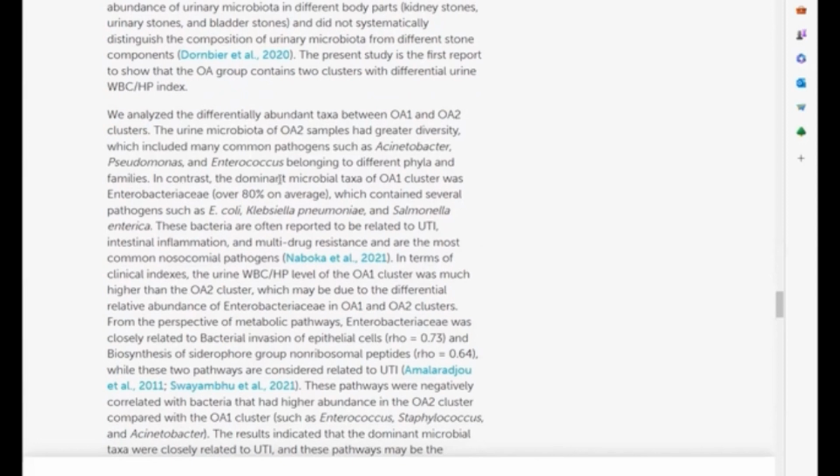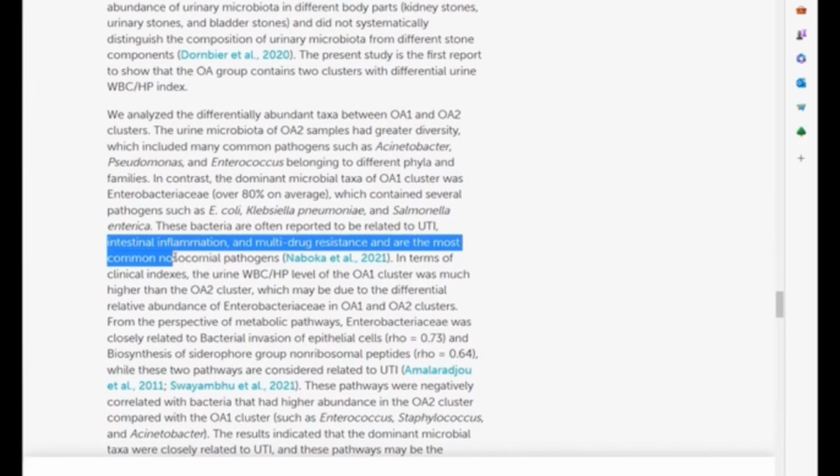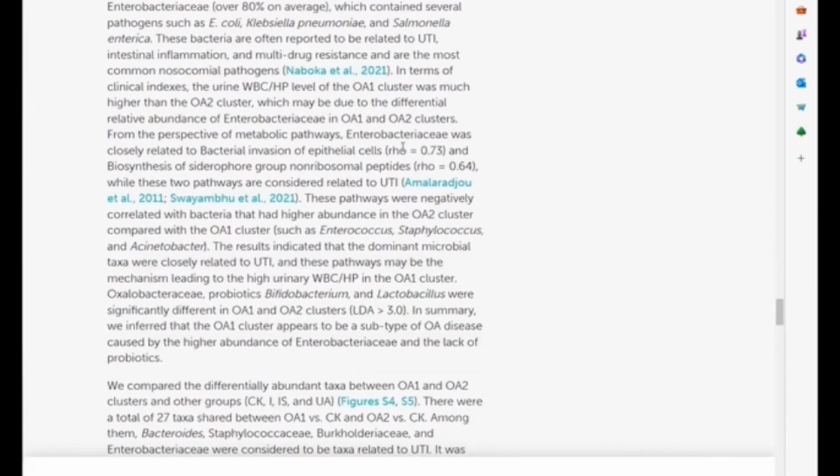In contrast, the dominant microbiota of the first cluster was this Enterobacteriaceae, 80%, which contains several pathogens such as E. coli, Klebsiella pneumoniae, and Salmonella enterica. These bacteria are often reported to be related to UTI, intestinal inflammation, and multi-drug resistance, and are the most common non-sociable pathogens. Enterobacteriaceae was closely related to bacterial invasion of epithelial cells, meaning they're more likely to cause the biofilms because they invade the cells. They also do this other pathway, they're called the siderophore group. You don't need to understand all that, but this is another way that they invade your bladder lining.